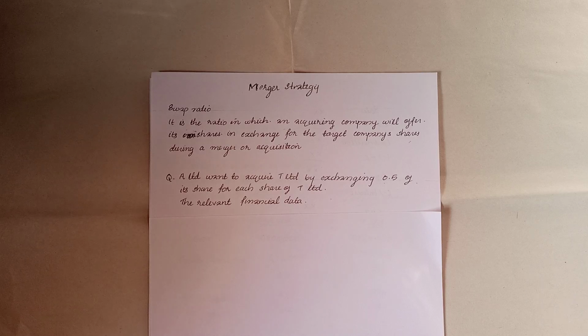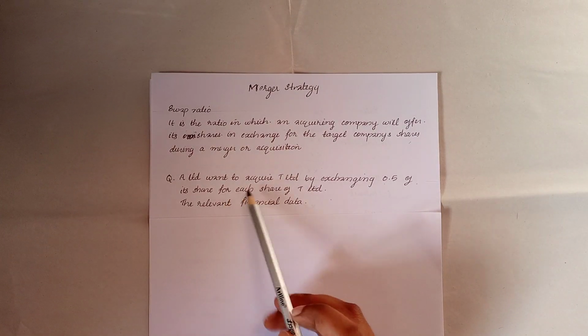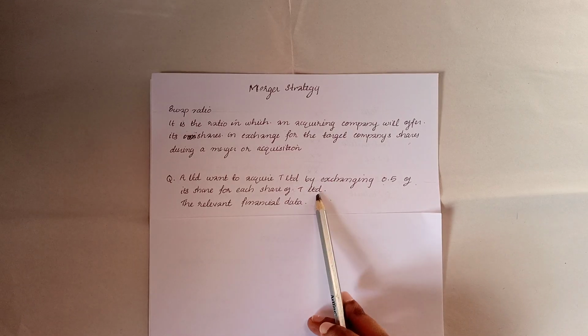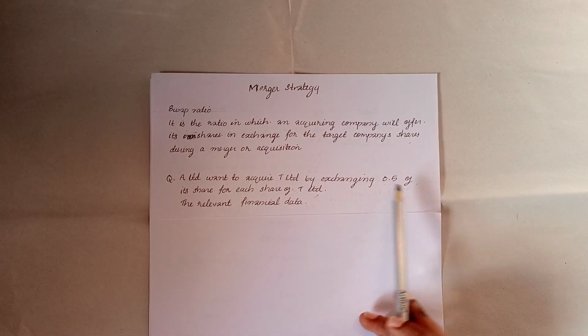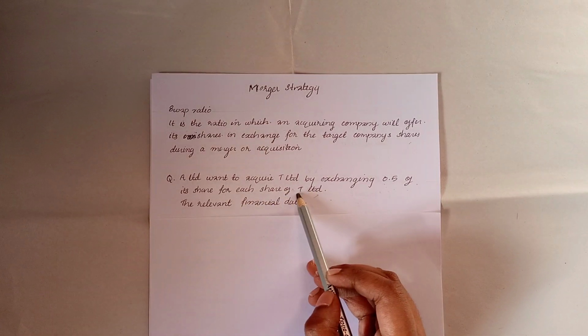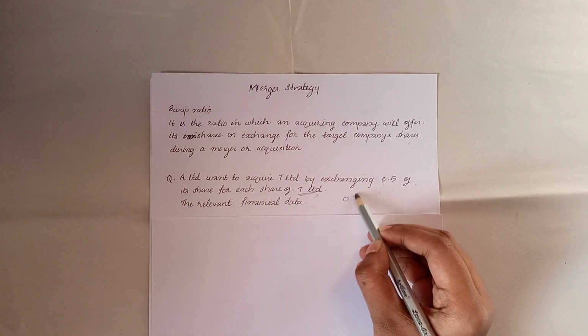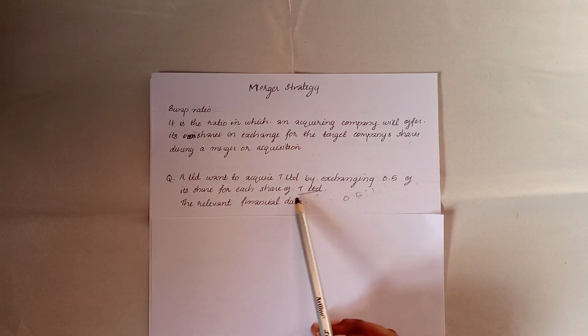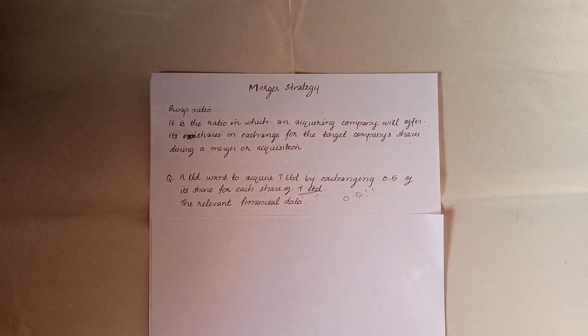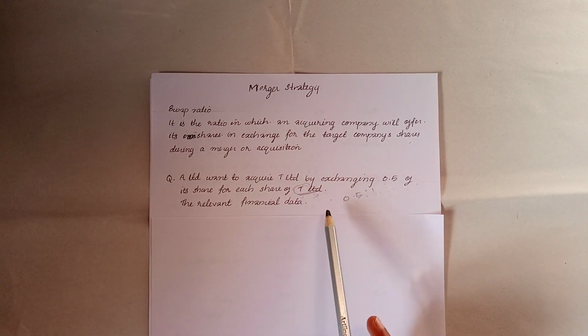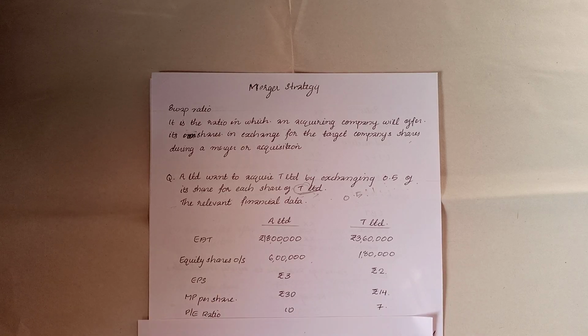This is the question, I'll read it. A Limited wants to acquire T Limited by exchanging 0.5 of its share for each share of T Limited. So here the exchange ratio is 0.5 is to 1. For every two shares of T Limited, the target company, they would receive one share of company A Limited. Here is the relevant financial data, we can look at this.